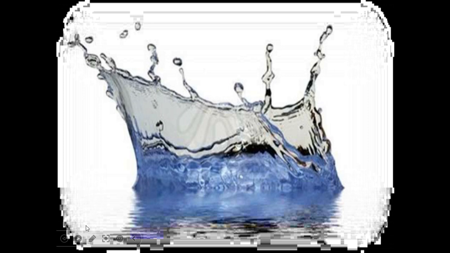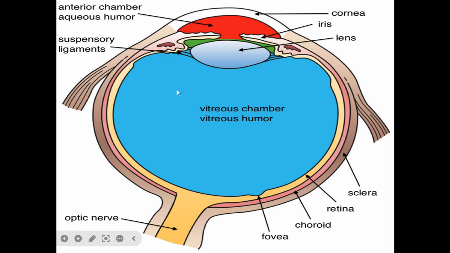So this is how aqueous humor looks. It is a clear, colorless, transparent, watery fluid. So the red colored area represents the aqueous humor of the eye. So the anterior chamber is filled with the aqueous humor and the posterior chamber is filled with the vitreous humor, which is known as vitreous chamber.